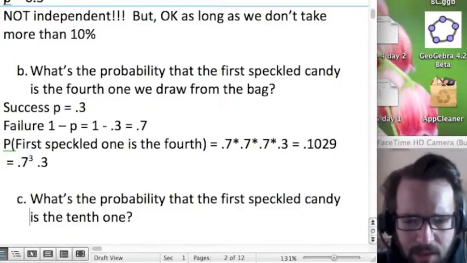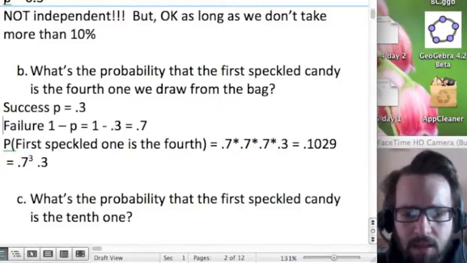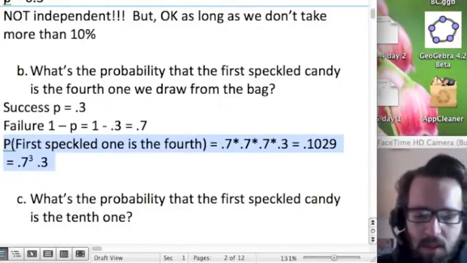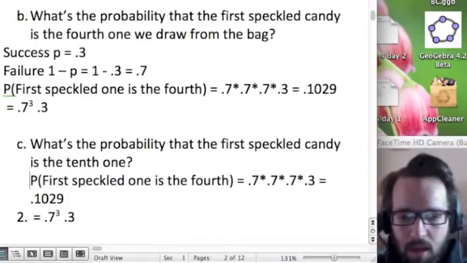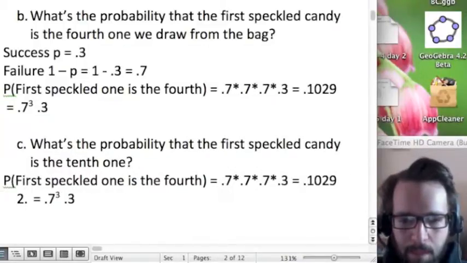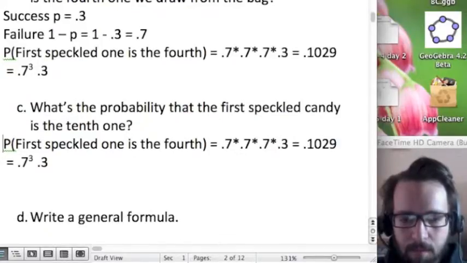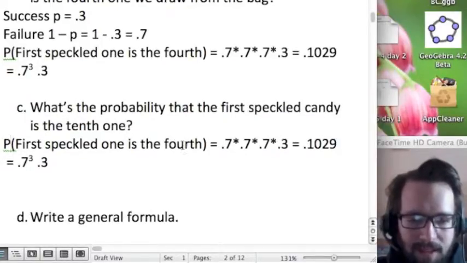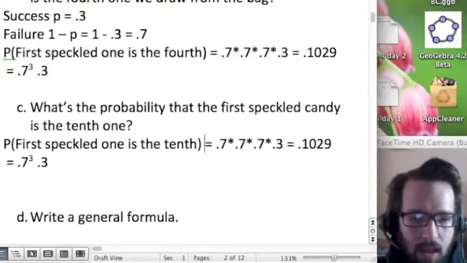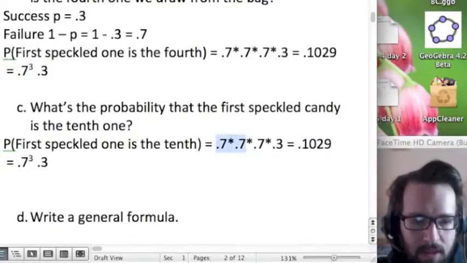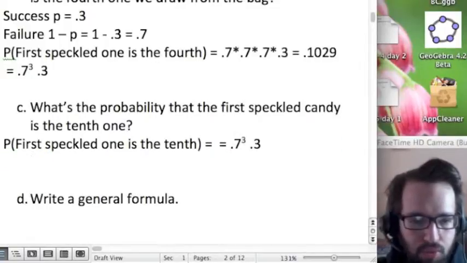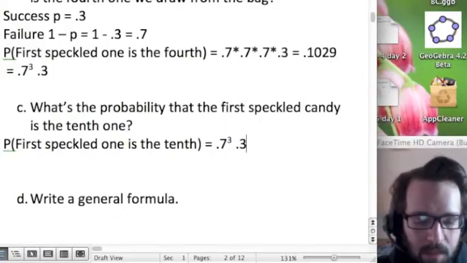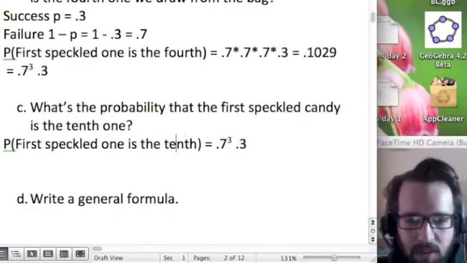Okay, this next problem is pretty similar. Let me go ahead and just copy and paste that. What's the probability? We're going to move it to the 10th one. There we go. It almost messed up my numbering there. The first speckled one is the 10th. And I have to write out a bunch of these 0.7s, so let me just skip that. I'm just going to borrow from my next line there. Awesome.